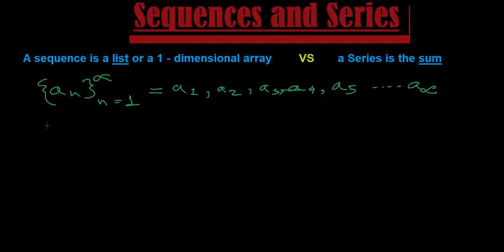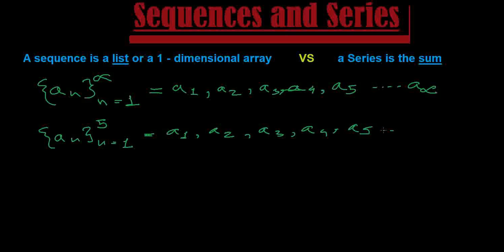If we write a sequence like this, a_n, suppose n equals 1, 2, up to 5, we can just write a1, a2, a3, a4, a5. We can cover this with brackets. Here we separate each of the terms with a comma, whereas in a sum we separate each of the terms with a plus sign.